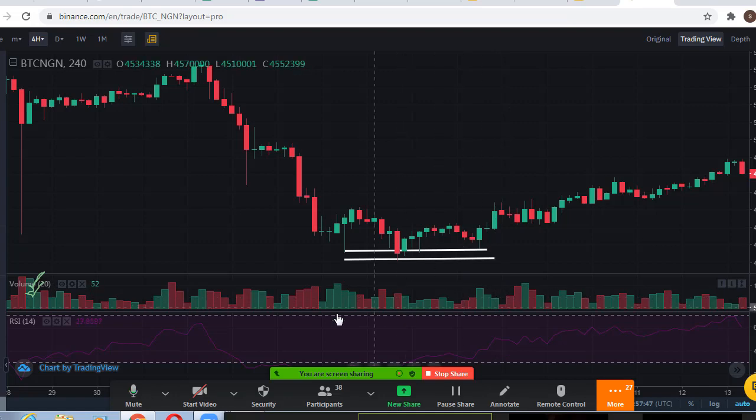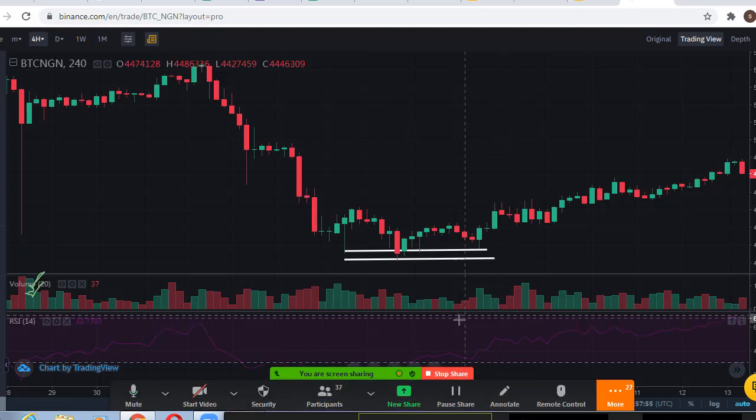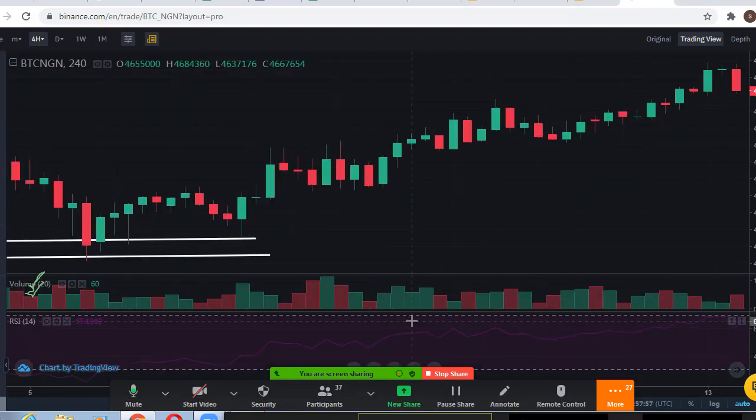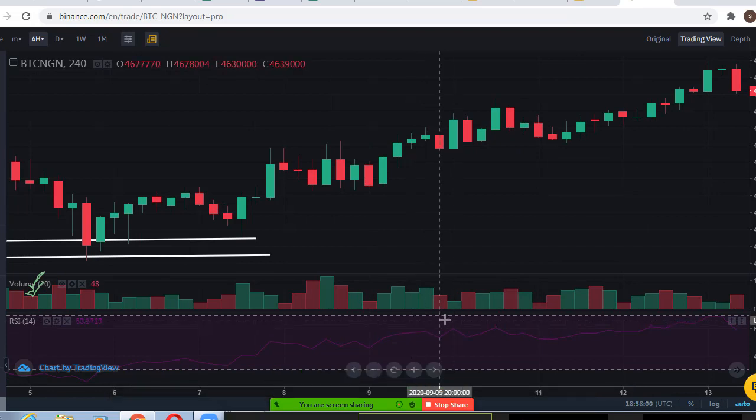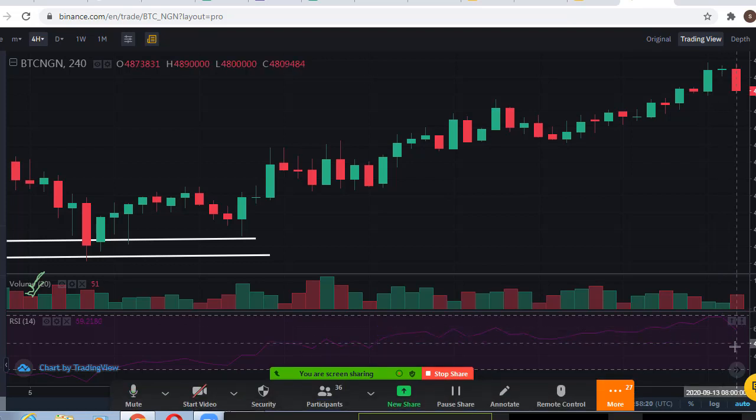Now, let me explain what it means. The relative strength index, like I said, shows the strength and the weakness of a financial asset. Let me zoom it out so that you can see it very well. The relative strength index has values ranging from 0 to 100. From 60 to 100, in this case, is what we call the overbought condition. From 60 to 100 is overbought, while from 40 to 0 is oversold.